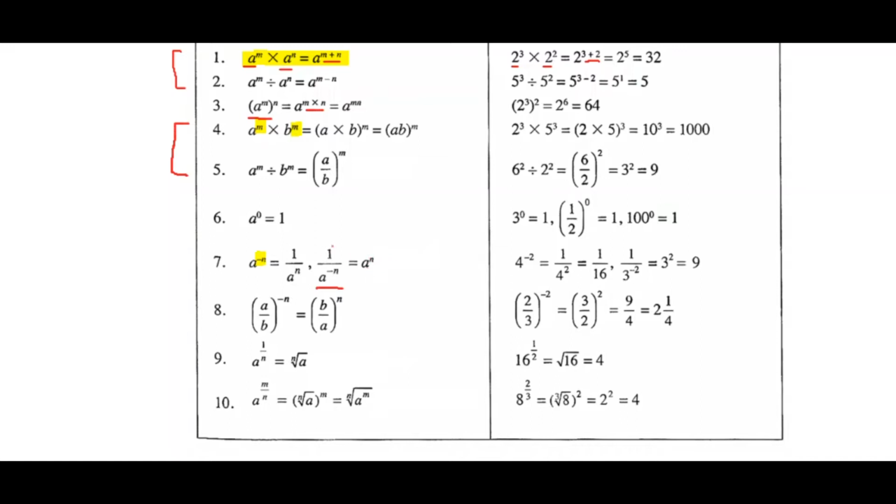I repeat, here I'm taking the inverse of the inverse of a to the power of n, so the inverses cancel out and I'm just left with a to the power of n. An example will be if I have 1 over 3 to the power of minus 2. The 1 over will just cancel away the negative, and it will just give me 3 to the power of 2, and that will be 9.